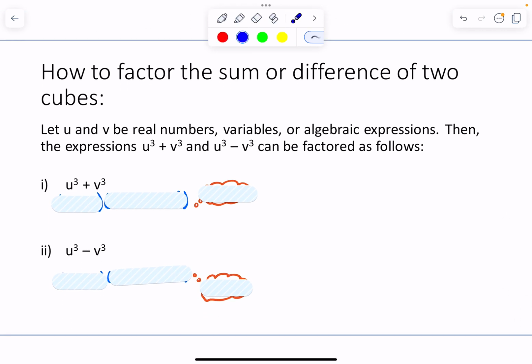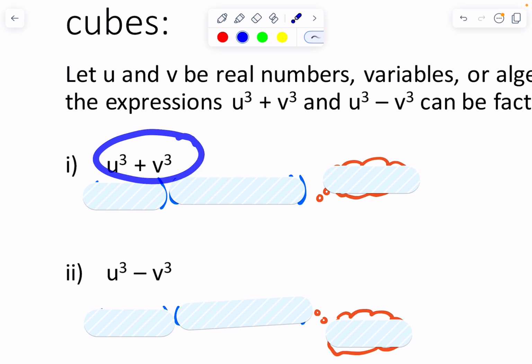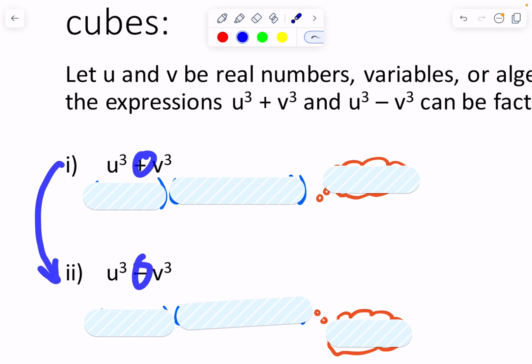Let u and v be real numbers, variables, or algebraic expressions. Then the expressions this and this can be factored as follows. So if you see something in this format where it's something cubed or something with an exponent that's a multiple of 3, this is what you're going to do. Now notice the difference between these two is the symbol. So once you've factored out a GCF and you see the pattern, it's actually pretty easy.